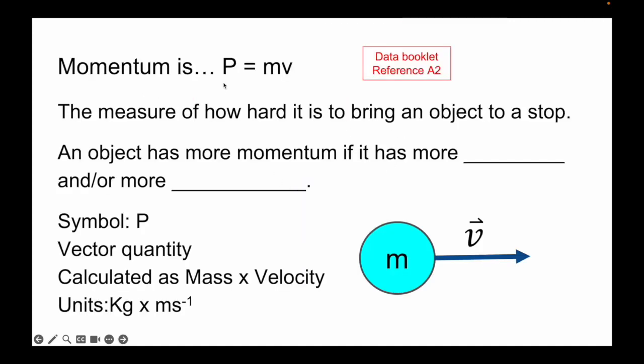For momentum, you may remember that we have p equals mv, where p is momentum, m is mass, and v is velocity, and it's the measure of how hard it is to really bring an object to a stop. This is a data booklet reference from the second section. An object has more momentum if it has more mass and/or more velocity. The symbol is p, it is a vector quantity, calculated as mass times velocity, and we've got our units of kilogram meters per second.